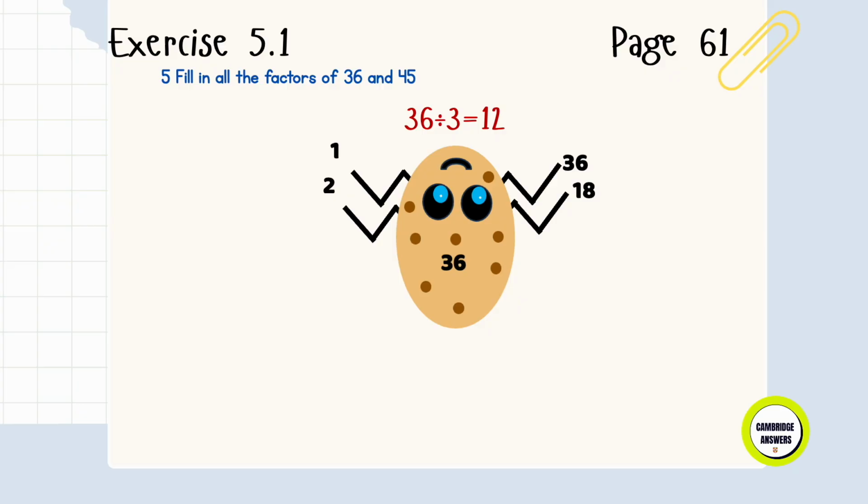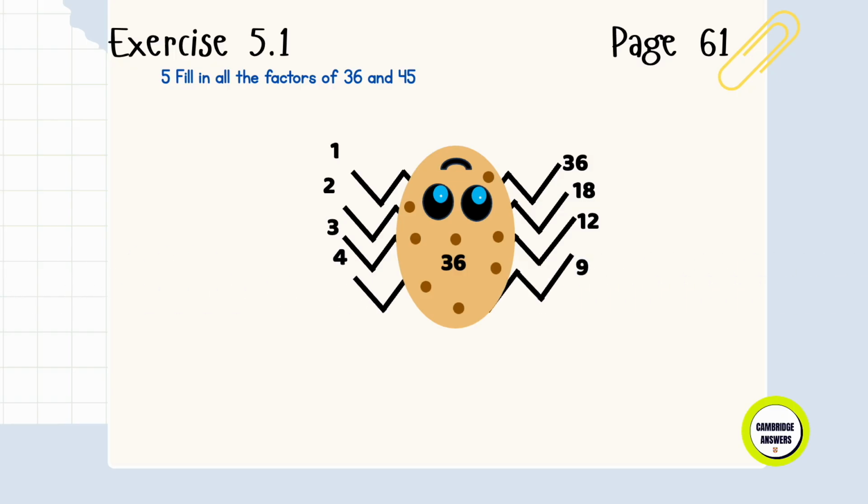Next is 3. 36 divided by 3, that's 12. Perfect match. More legs for the bug. Try 4. 36 divided by 4, that's 9. Yes, that works too. Check 5. 36 divided by 5, that's 7.2. Nope, not a whole number.